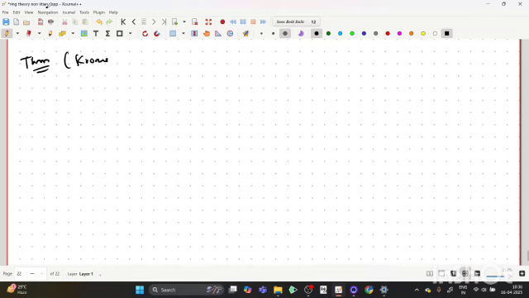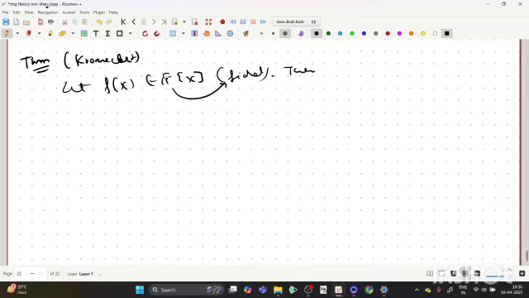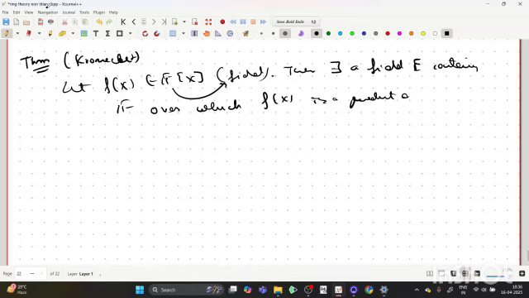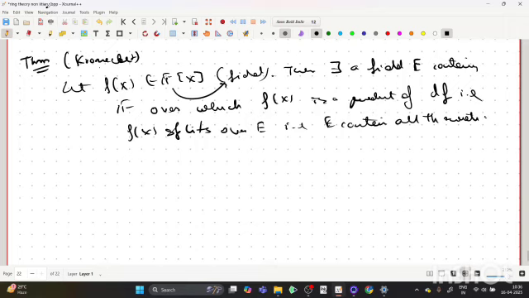Now we prove another very important aspect of field theory, a theorem. This theorem is due to Kronecker, who said the following: let f(x) be a polynomial over a field F. Then there exists a field E containing F over which f(x) is a product of linear factors. That is, f(x) splits over E, that is, E contains all the roots of f. Clear? Okay. And the proof is actually pretty simple.